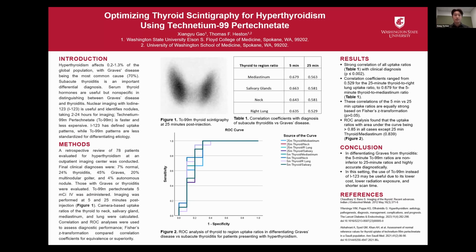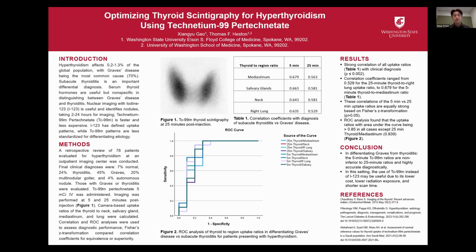The most common radiotracer for this is currently iodine-123. It's also the standard, because it has a very high resolution on imaging, which is very good for identifying nodules. It does, however, have a long period of waiting between administration and imaging. It spans about 2 to 24 hours before you can take images.